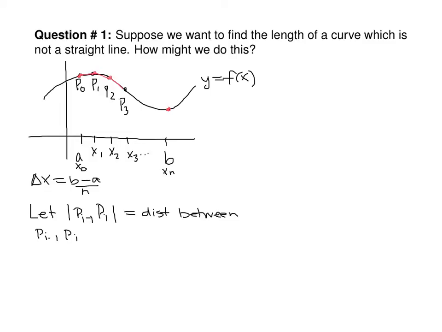So then the length of my curve will be exactly equal to the limit as n goes to infinity, where I add up all these little distances. So from i equals 1 to n, the absolute value of P(i-1)P(i). So this will add up the distance between P0 and P1, and P1 and P2, and P2 and P3, etc. And if you take the limit as n goes to infinity, you're going to eventually get the exact value. So what we have to figure out is how to find the distance between 2 points.